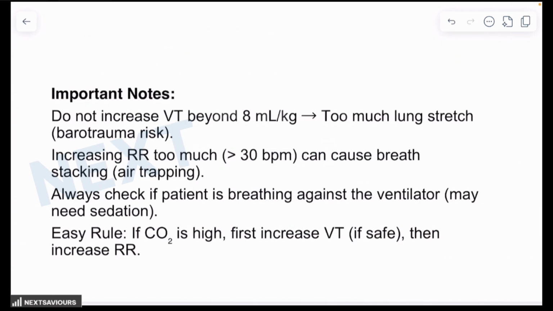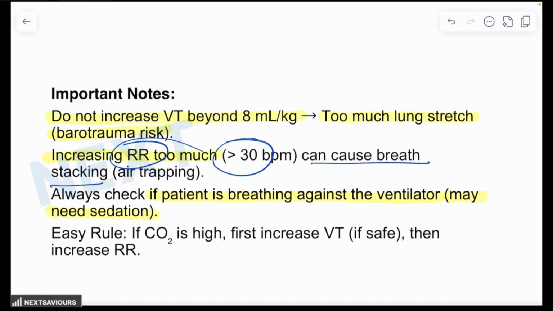Let's talk about the important concepts related to these changes. Do not increase the tidal volume beyond 8 milliliters per kg, as we have already discussed, because it might increase the lung stretch, thereby causing the risk of barotrauma. Increasing the respiratory rate too much, beyond 30, can cause breath stacking, that means air trapping, which can be easily identified in the flow wave patterns. Always check if the patient is breathing against the ventilator, because if there is no indication for weaning, it might require sedation.